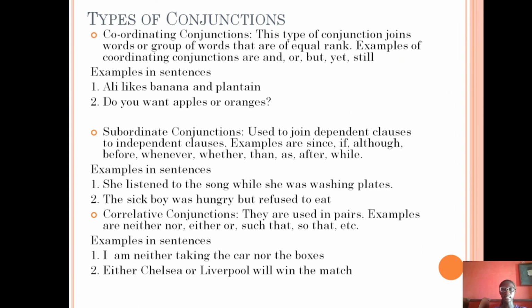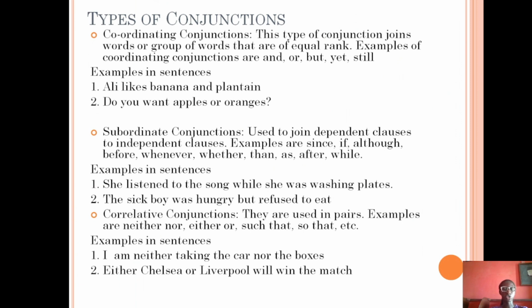Now let's look at this example. Ali likes banana and plantain. Banana and plantain. They are both nouns. So what the conjunction and did here simply is that it joined these words together. Do you want apples or oranges? So this is what coordinating conjunctions do. They join words that are of equal rank.